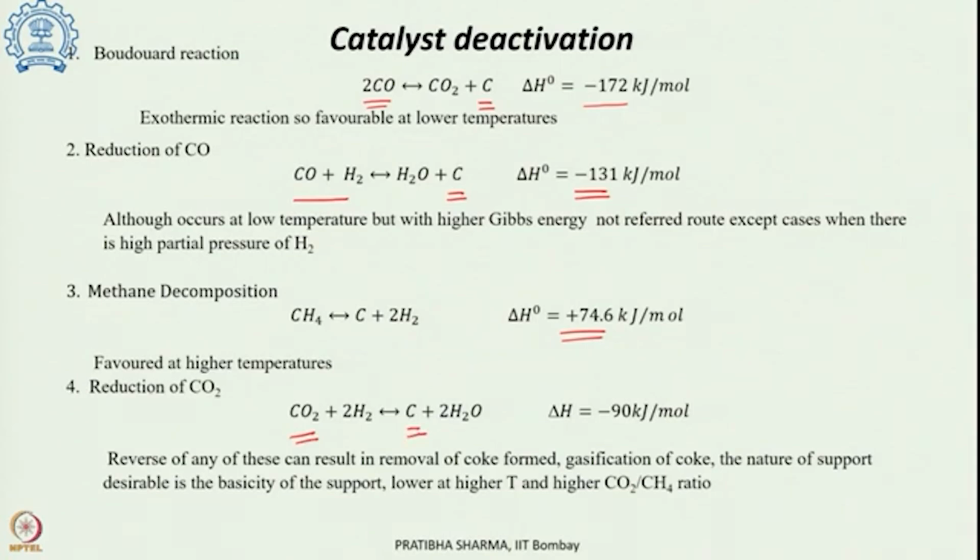So, there are several ways in which carbon can be formed, but this carbon which is formed can also be removed. Any of the reverse reactions out of these can result in removal of the carbon formation. There could be gasification of coke which is formed, which can reduce the carbon formation. The use of appropriate support, promoter and catalyst can reduce the carbon formation.